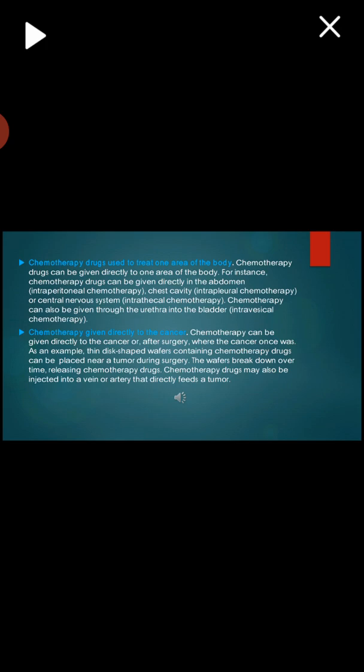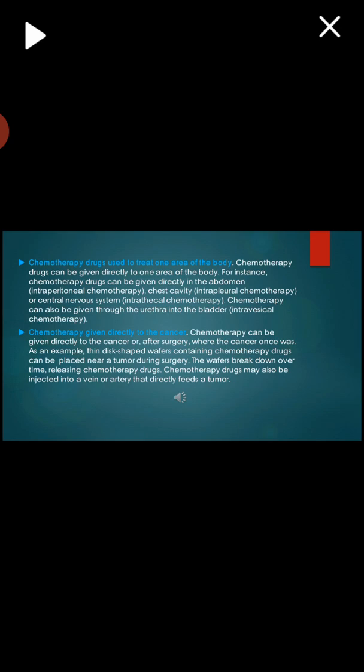5. Chemotherapy drugs used to treat one area of the body. Chemotherapy drugs can be given directly to one area of the body. For instance, chemotherapy drugs can be given directly in the abdomen, intraperitoneal chemotherapy, the chest cavity, intrapleural chemotherapy, or the central nervous system, intrathecal chemotherapy. Chemotherapy can also be given through the urethra, into the bladder, intravesical chemotherapy.